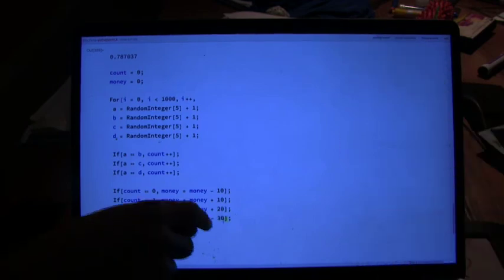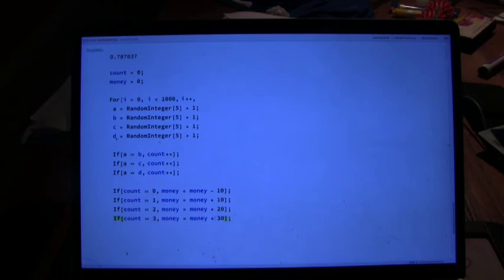So now if count is 0, what should we do? Money minus 10. And then if count equals 1, money equals money plus 10. And money equals money plus 10 is 20. And plus 30. Okay.